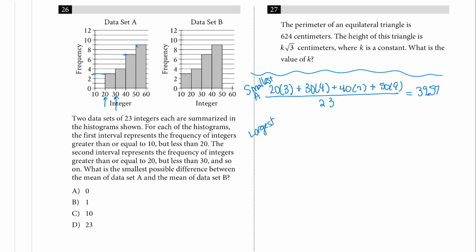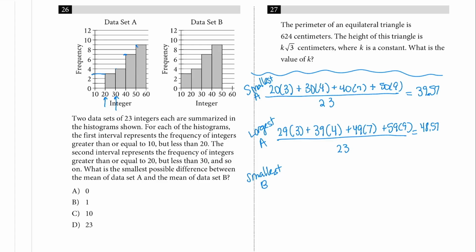The largest for data set A is going to be 29 times the same values, and 39 times the same value, and 49 times the same value, and 59 times the same value, all divided by 23, and that is going to be 48.57. Now for the smallest mean of data set B, we're going to apply the same thing.